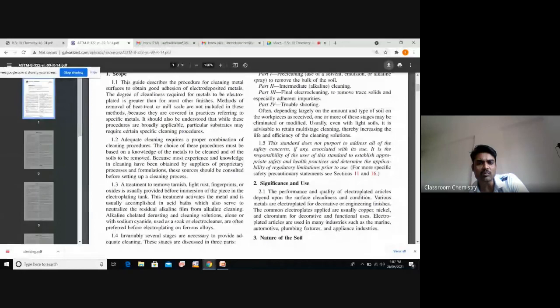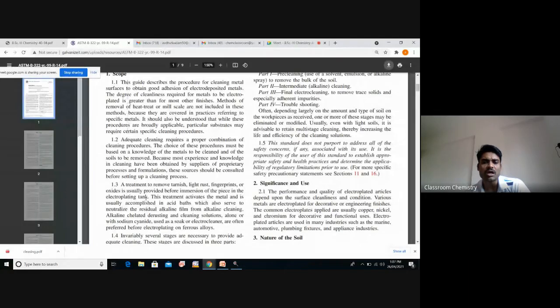A treatment to remove tarnish, light rust, fingerprints, or oxides is usually provided before immersion of the piece in the electroplating tank. Before electroplating, we have to remove whatever rust, fingerprints, and scratches are on it. If we do not clean the particular object in the proper form, then we cannot get a coherent, adhesive, uniform layer of electroplating on the particular object.